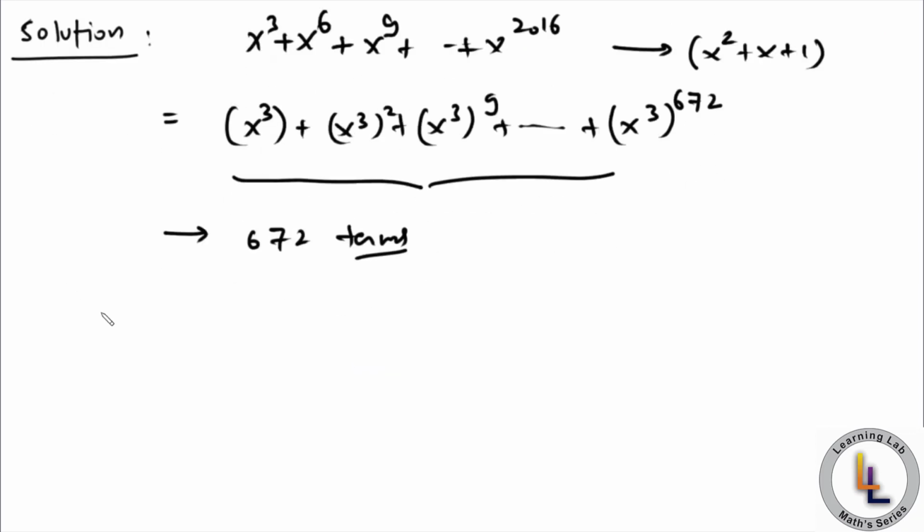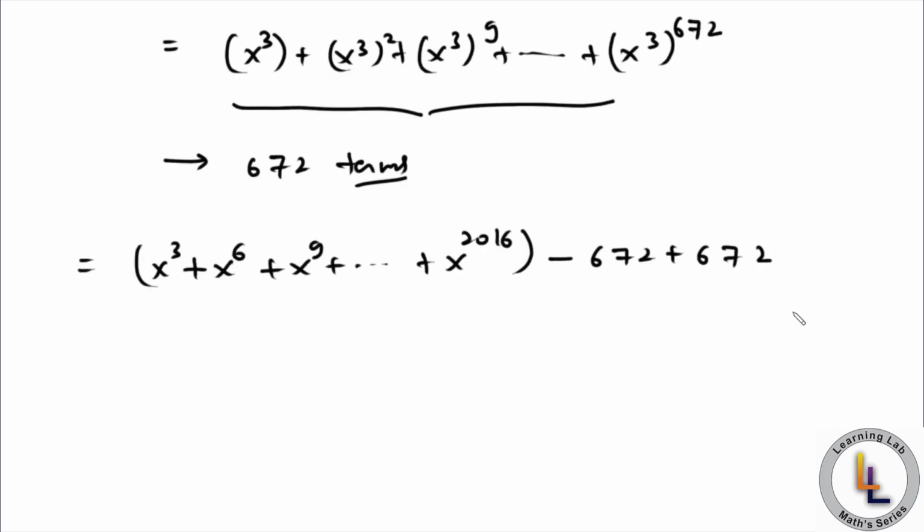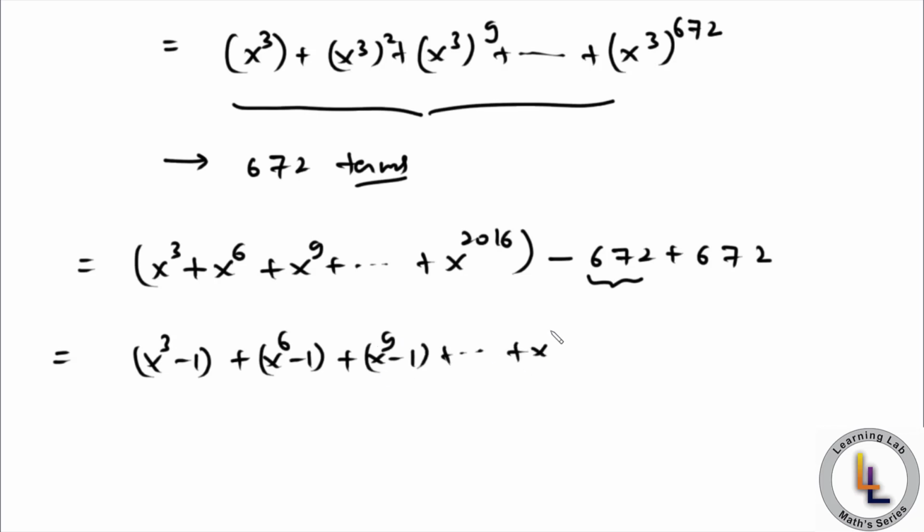So I am modifying this summation as x cube plus x raised to power 6 plus x raised to power 9 and up to x raised to power 2016, minus 672 plus 672, right? We can do this. Now this 672, we can distribute to each of these 672 terms. So we get x cube minus 1, x raised to power 6 minus 1, x raised to power 9 minus 1 and up to x raised to power 2016 minus 1, and this 672 remains as it is, right?